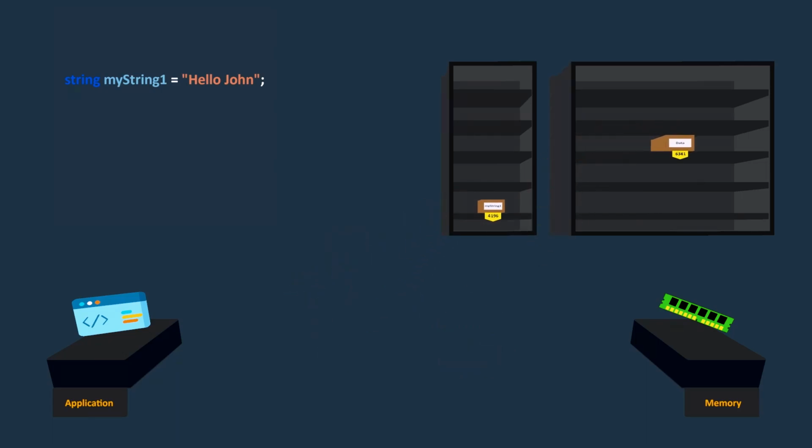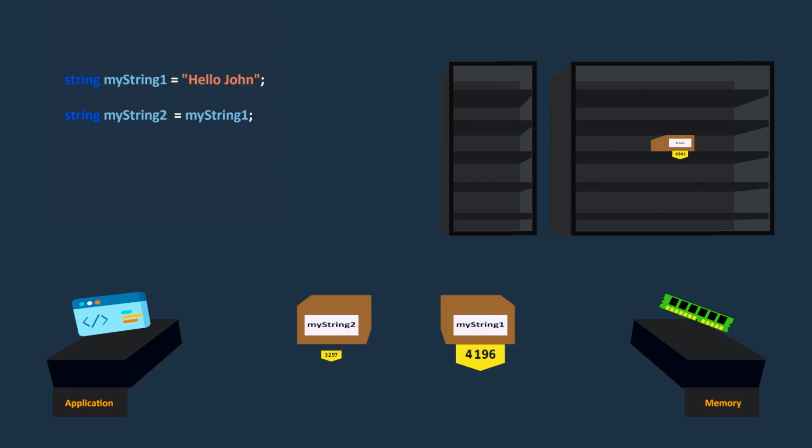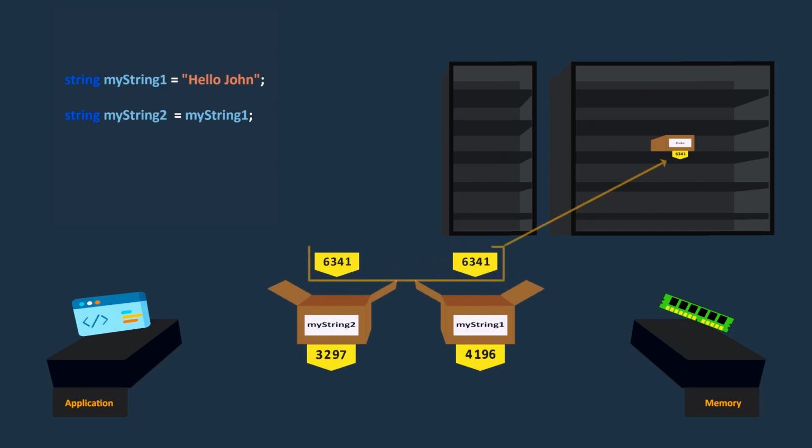Now, if we declare another string variable named myString2 and assign the value of the myString1 variable to it, a separate memory location will be allocated for myString2. As a result, both variables will refer to the same data in memory.